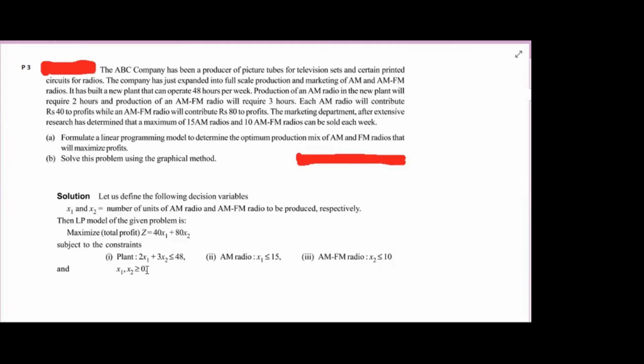By converting any problem into standard form, you can solve it by using the graphical method or the simplex method. So in the next lecture, I will show you how to solve a linear programming problem with the help of the graphical method.